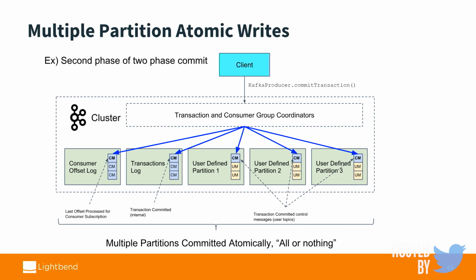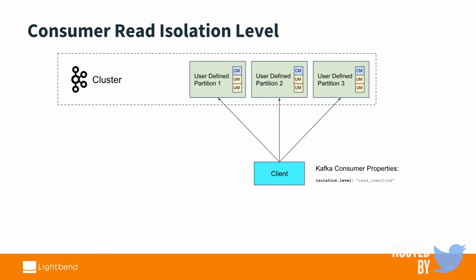The transaction log is updated with a successful transaction message. And then all of the messages we were consuming to transform and produce to another Kafka topic are committed. So we're basically saying everything we consumed as part of this transaction has also been committed. So this is happening all at once. And this naturally flows into the last thing, which is the read isolation level.